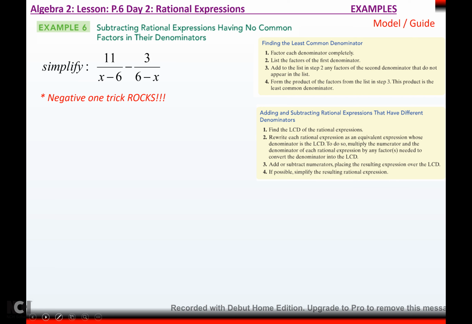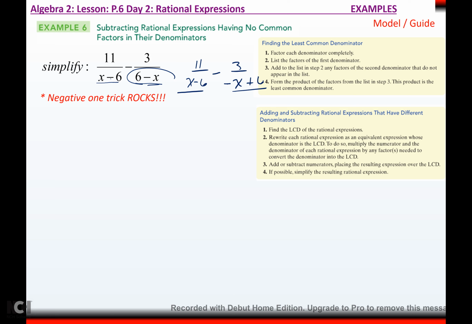Alright, so this one, if you look at the denominators, they almost match. It's just that this one is backwards from this one. I could switch the order on this. I could write 11 over x minus 6 minus 3 over, I can switch the order, but that would be a negative x plus 6. They still don't match. The signs are wrong. It's called the negative 1 trick. And what you do is this.